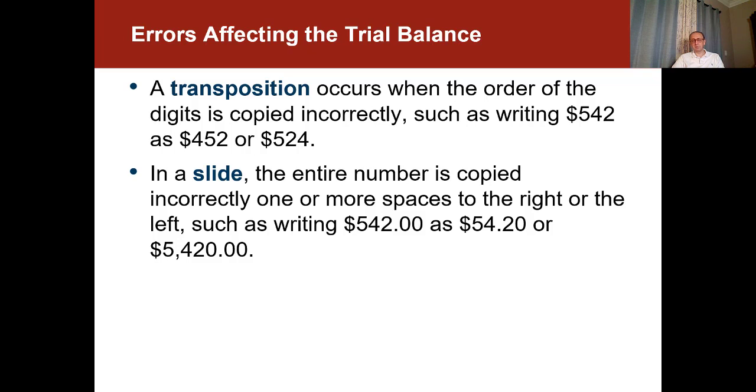And if this happens, then the two columns are not going to match. Then we have another kind of error, which is called the slide. In a slide, the entire number is copied incorrectly, one or more spaces to the right or to the left. For example, writing $542 as $54.20, or you can add a 0 and make it $5,420. These are the kinds of errors that accountants can make, and usually the trial balance would detect these.